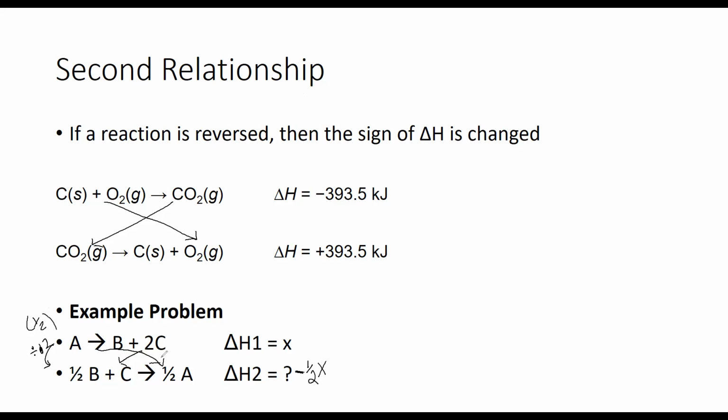Why is it negative? Because the equation flipped. It was A plus B goes to 2C. Now I'm saying B plus C goes to 1/2 A. So in my first reaction, my products were B and C. In my second reaction, those are my reactants. So since I'm flipping the equation, you flip the sign. H1 was positive, so H2 has to be negative. That makes sense?